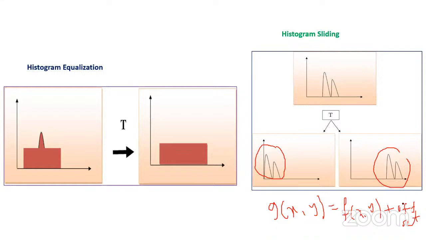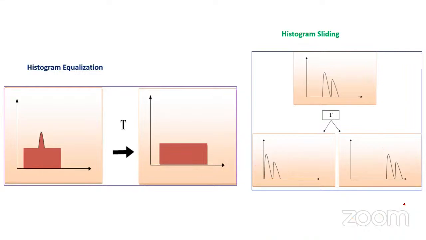We have to slide either to the right side or the left side, but this is not at all an encouraged technique for contrast enhancement. But this is also one of the histogram processing techniques. Anyhow, I will show examples later. I'm giving the brief idea.